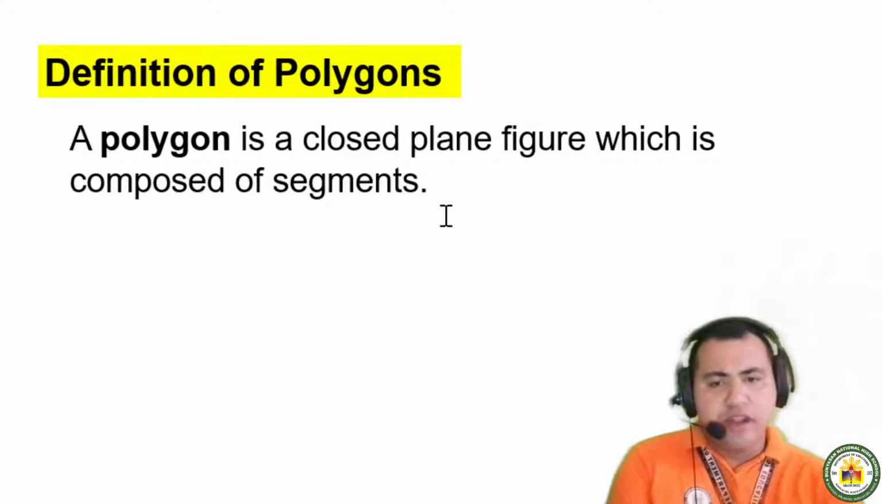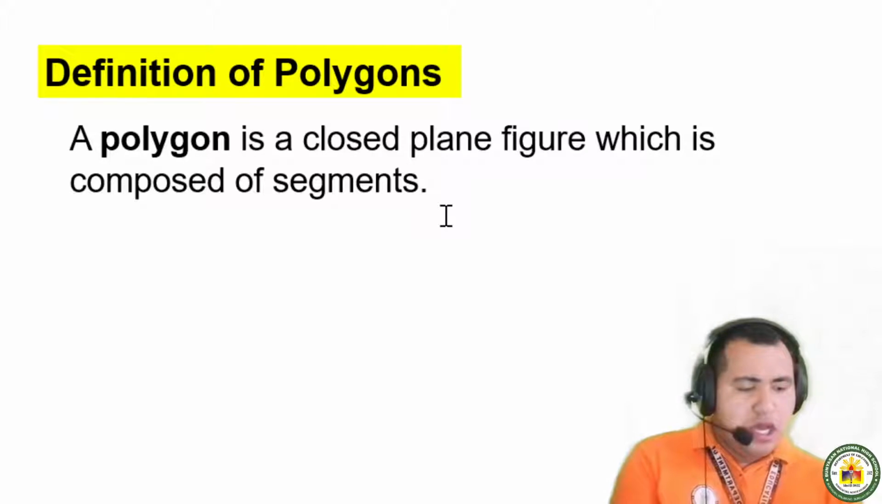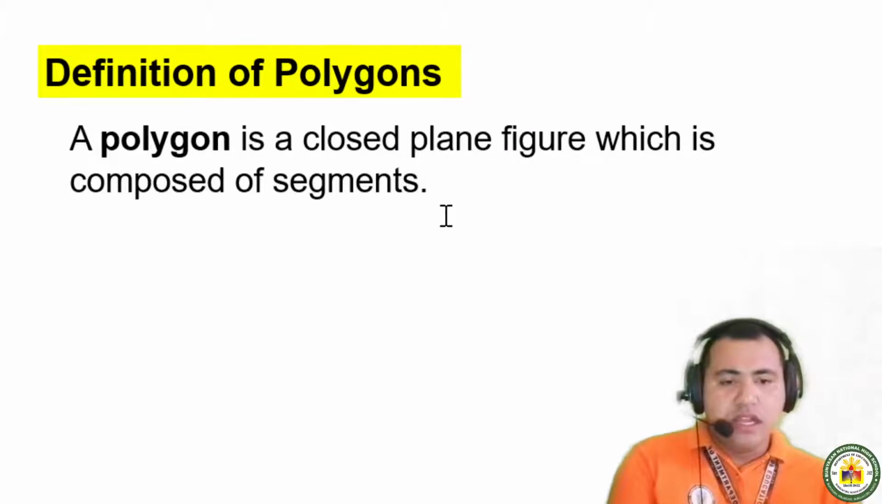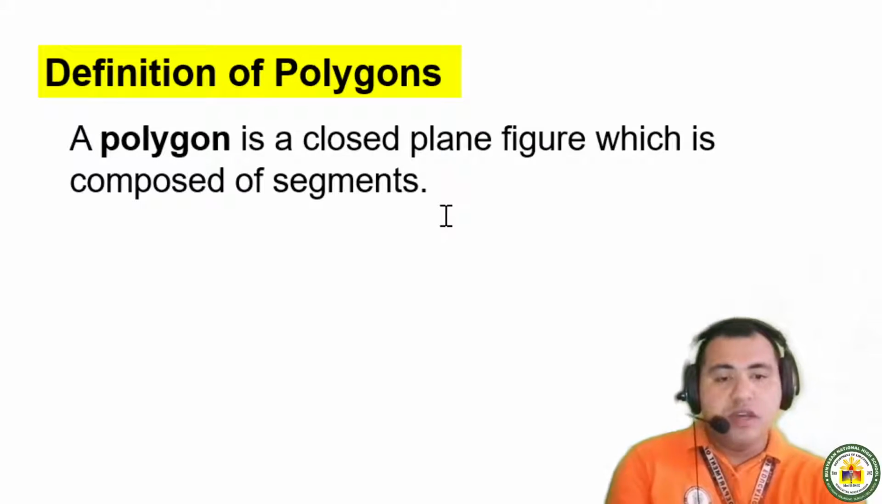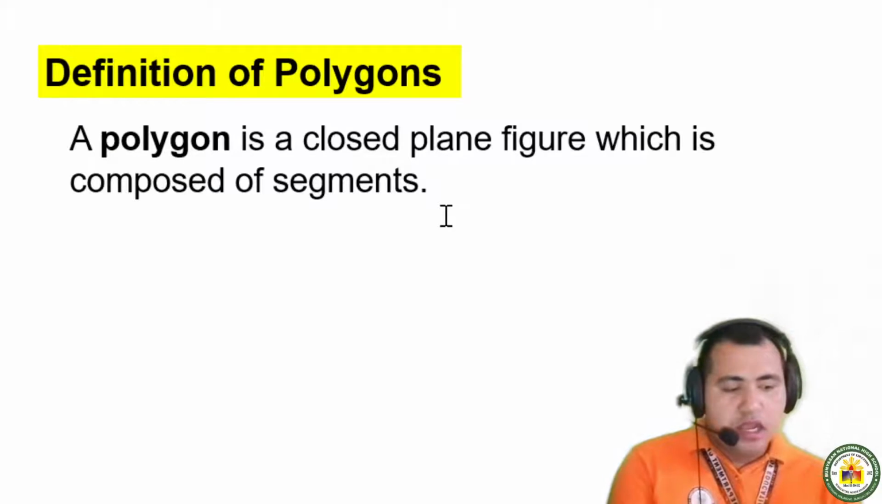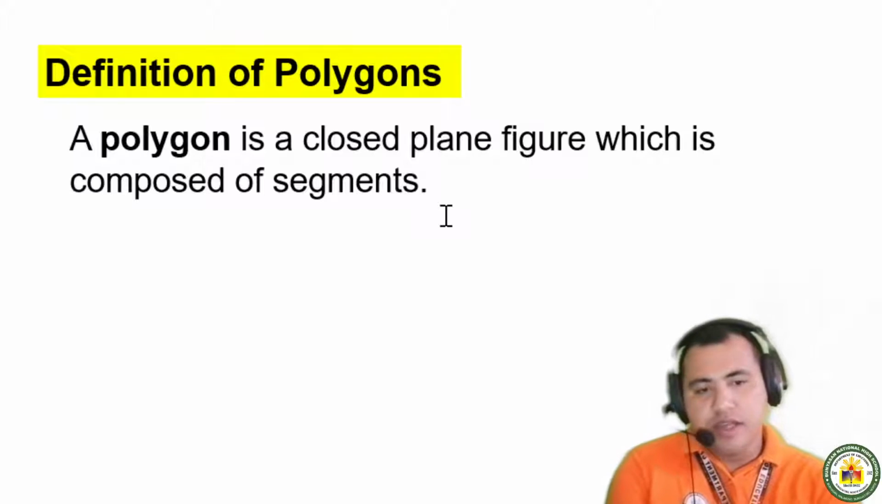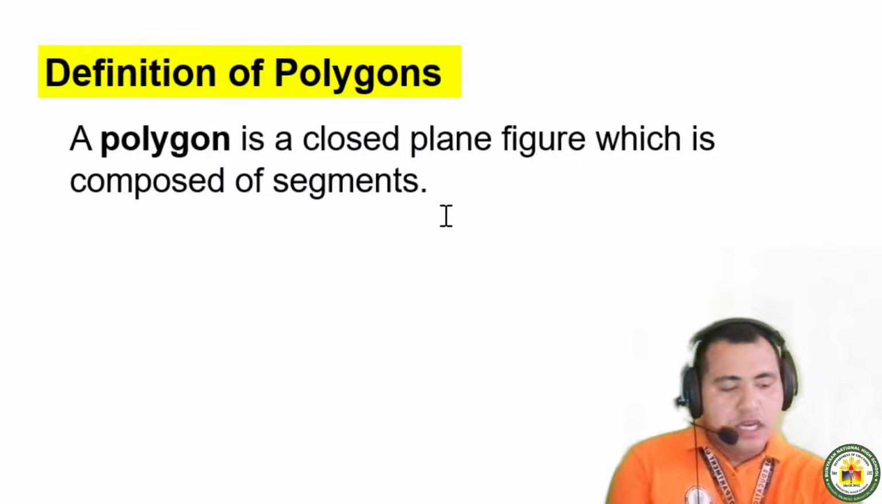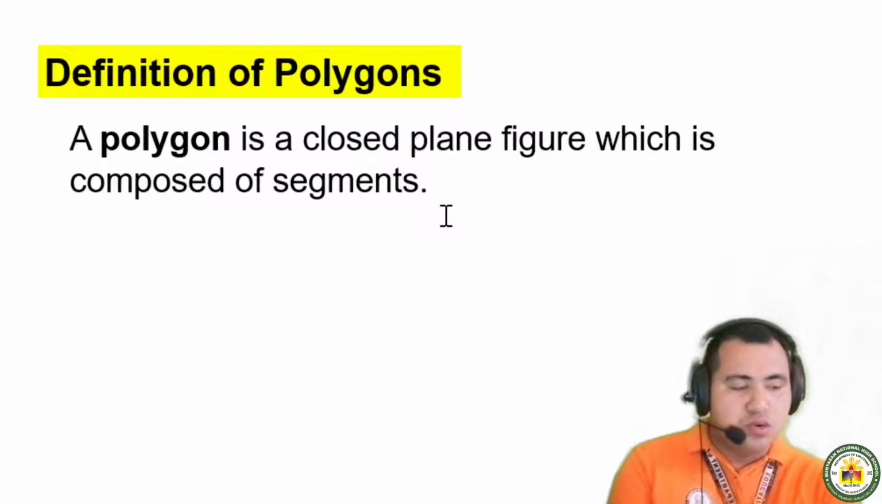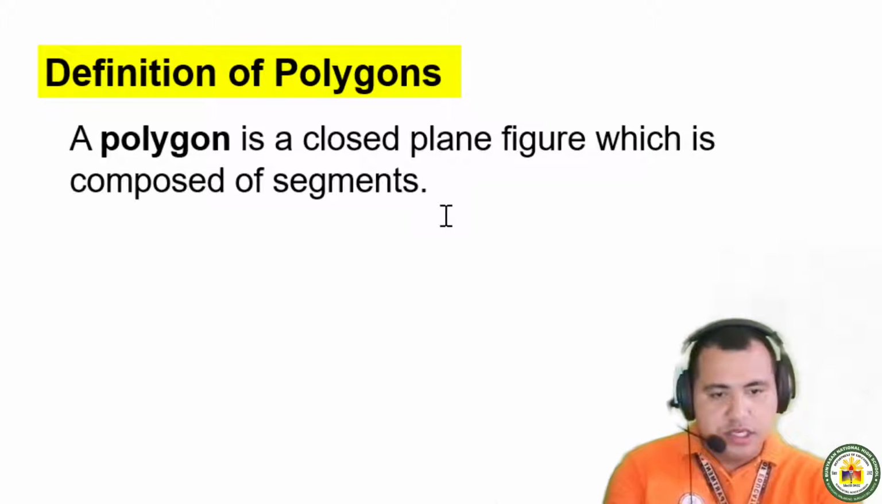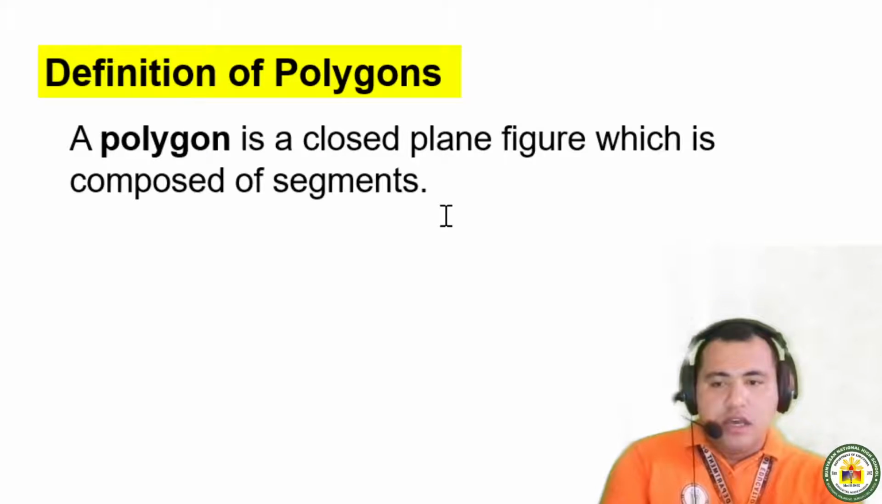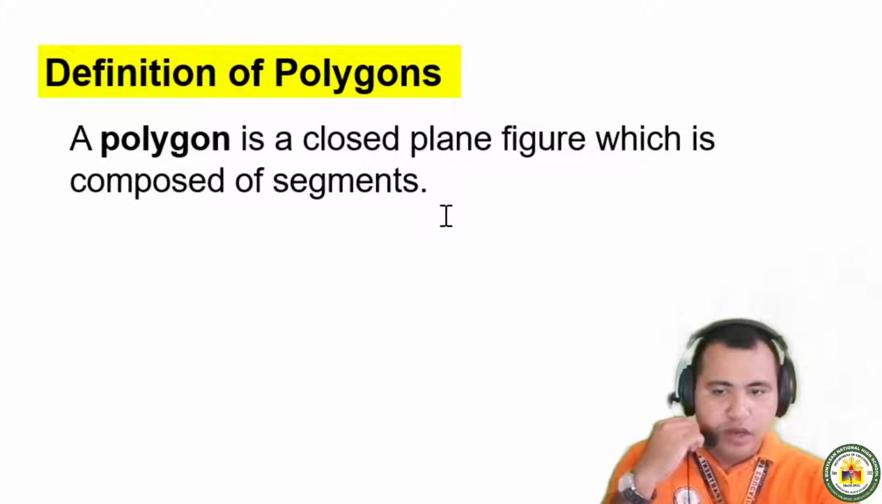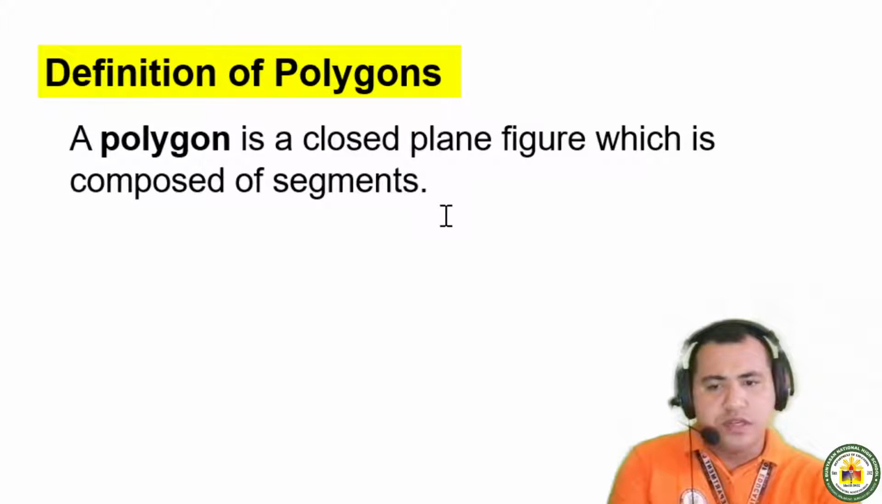A polygon is a closed plane figure which is composed of segments, and these non-collinear segments are what we call the sides of our polygon. These segments are connected by their endpoints. Each endpoint of a segment intersects two segments of the polygon. This intersection of segments is called a vertex of a polygon. So, a polygon is a closed plane figure composed of segments.